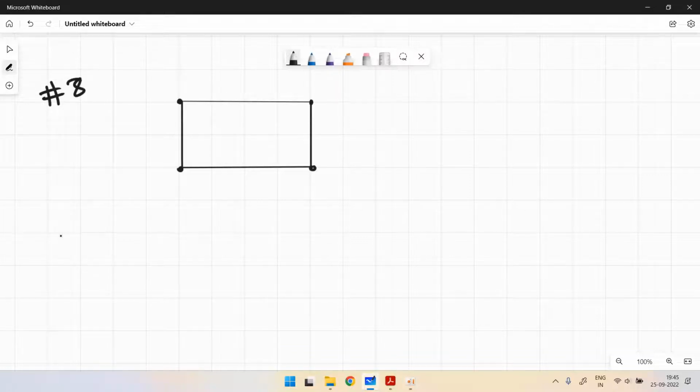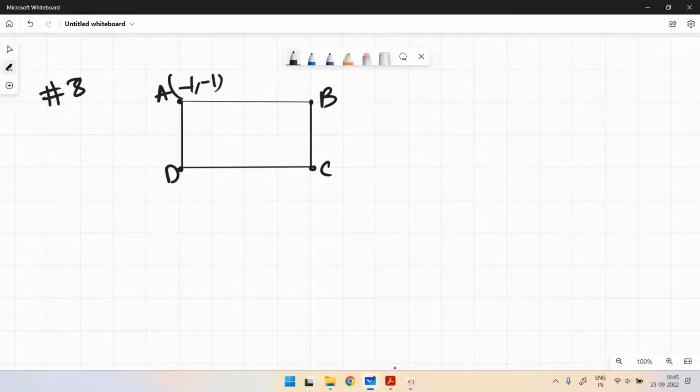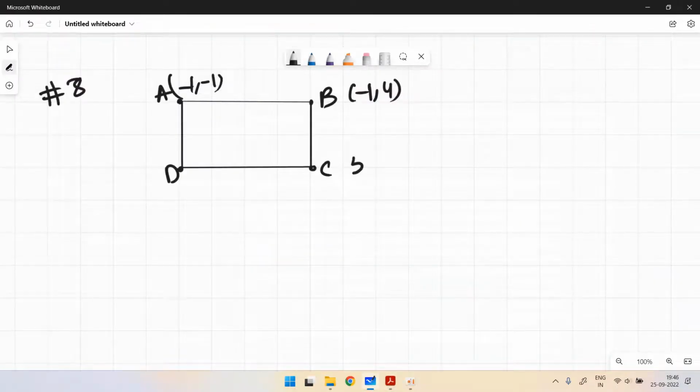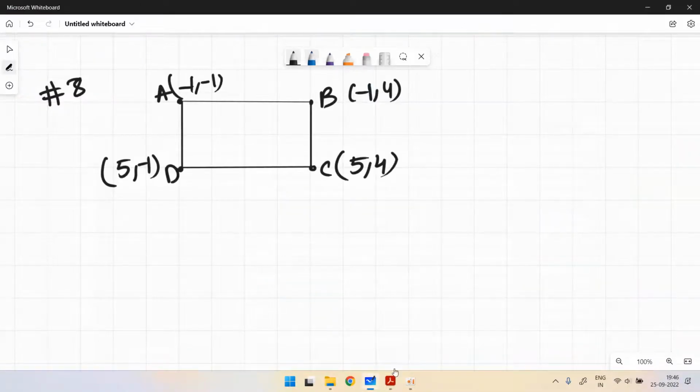So it is given that this is ABCD, with the points (-1, -1), (-1, 4), (5, 4), (5, -1). P, Q, R, S are the midpoints of AB, BC and so on.